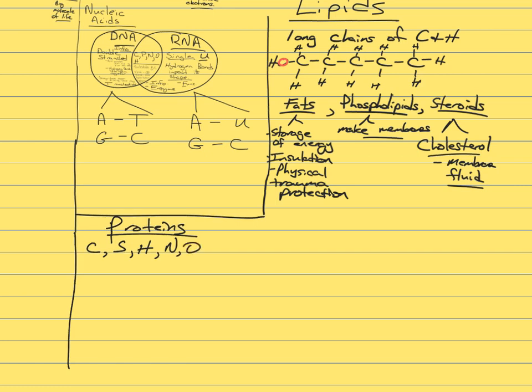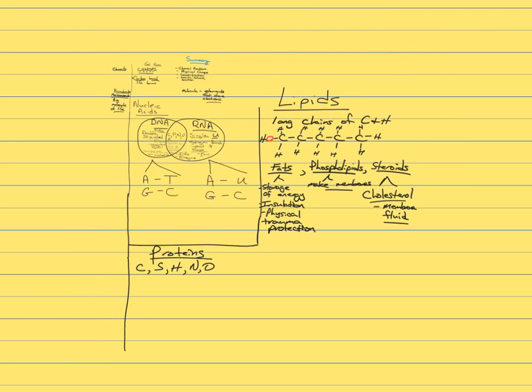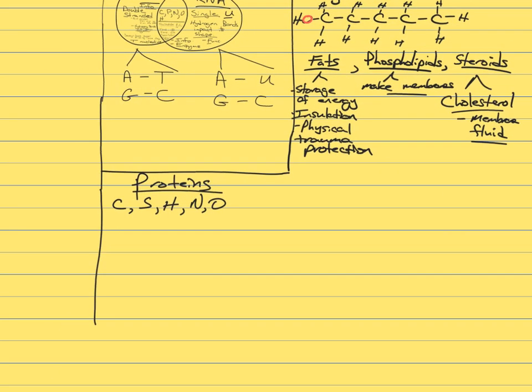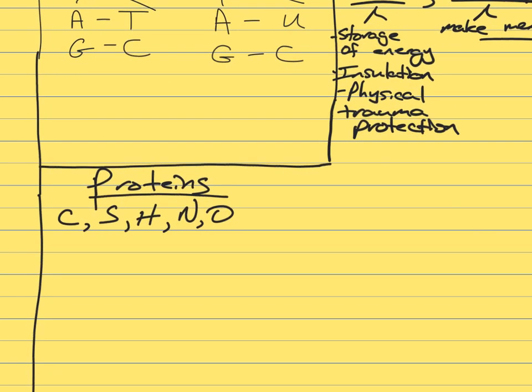Who remembers what the thing is called that puts it? By the way, there's only one of these that's not a polymer, right? Nucleic acids are polymers. Are lipids a polymer? No. Not a polymer. Proteins, on the other hand, are polymers, are they not? Yeah. Amino acids. If you have a polymer, you have to have a monomer. The monomer is amino acids.